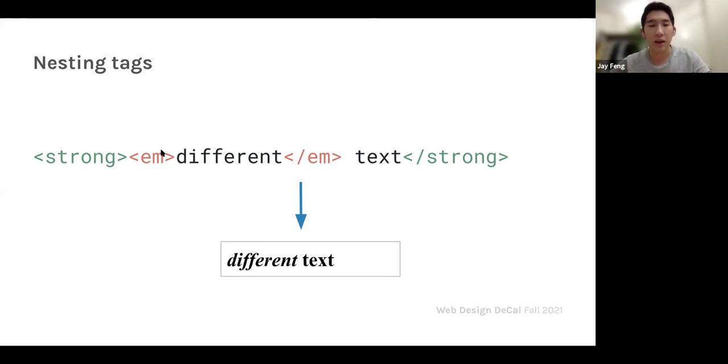And we see here, this opening and closing em tag is around different, but it's not around text. So text is bolded because it's between these two strong tags, but it's not italicized because the only thing being italicized is this word different. Any questions about this?